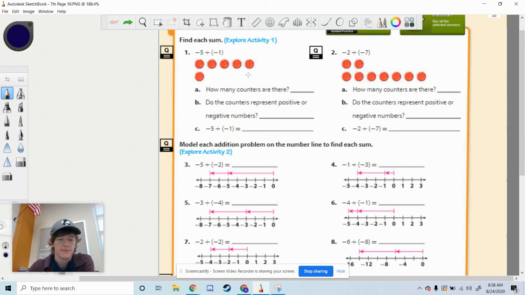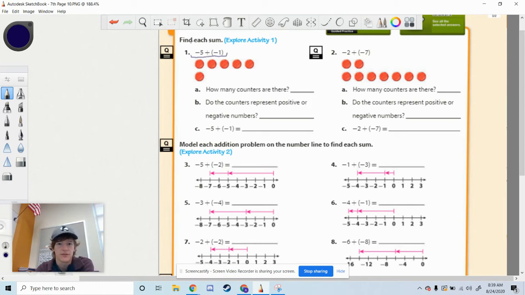All right, this will be a video for page 10 in the 7th grade math book. We're going to talk about adding integers that have the same sign. So a problem might look like this, -5 plus -1. They may also include integers that are positive. We may have some of those further down the page.